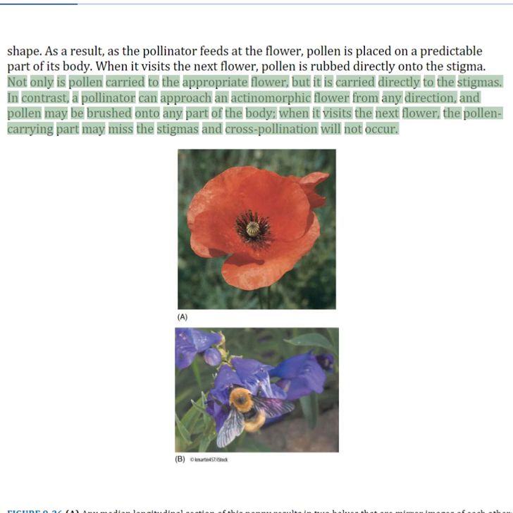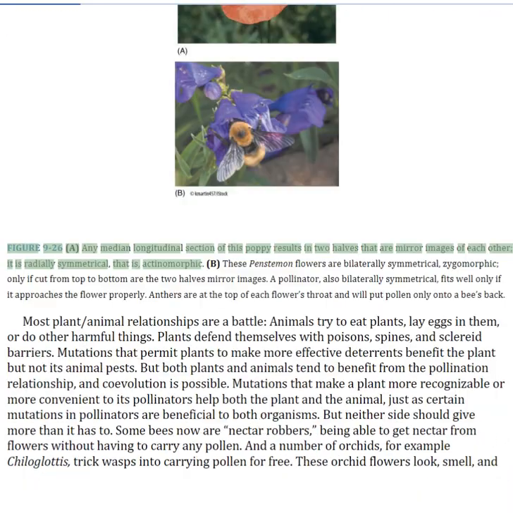In contrast, a pollinator can approach an actinomorphic flower from any direction, and pollen may be brushed onto any part of the body. When it visits the next flower, the pollen-carrying part may miss the stigmas and cross-pollination will not occur.